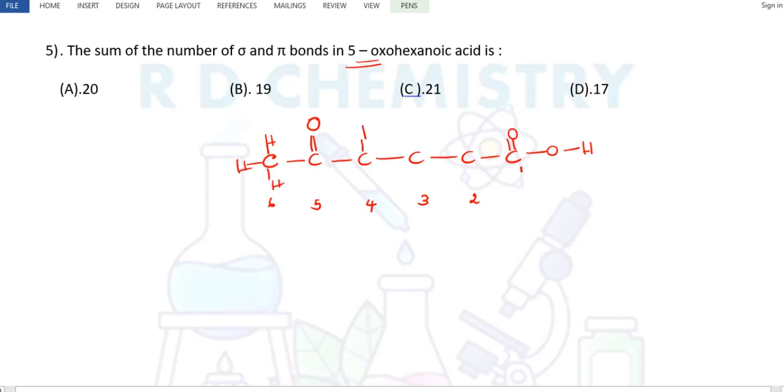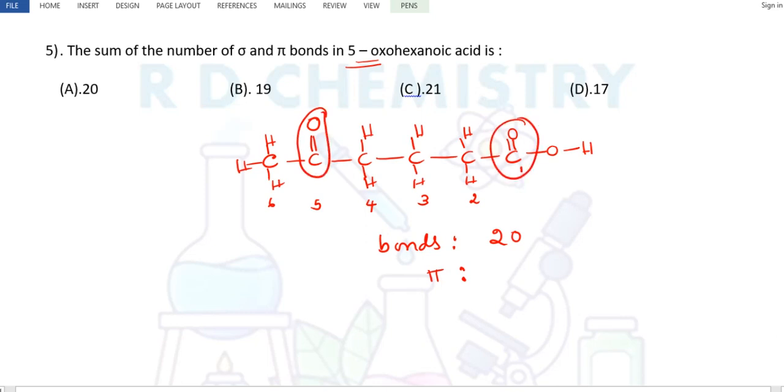Now keep on counting all the types of bonds, sigma bond and pi bond. How many bonds are there? You'll tell me. Count all the bonds around the carbon atoms, including both sigma and pi bonds. When you calculate, the total will be 20. 20 bonds are there. In that, how many pi bonds? Pi bonds can be easily calculated. Whenever there is a double bond, a pi bond comes.